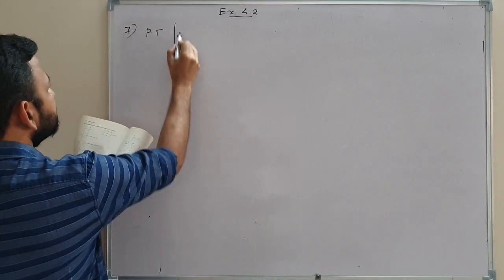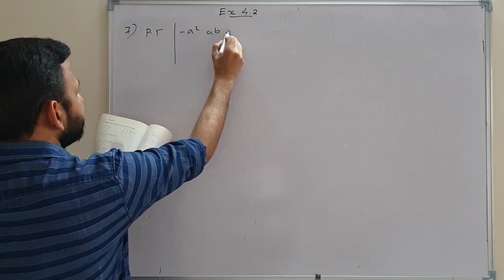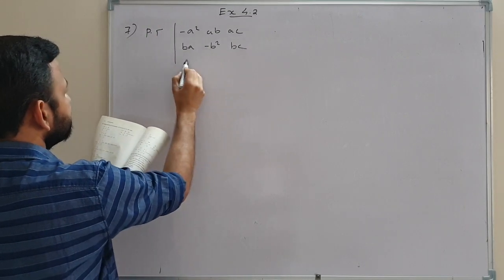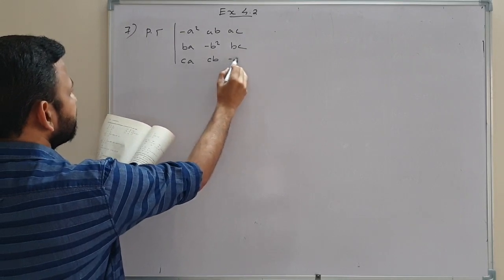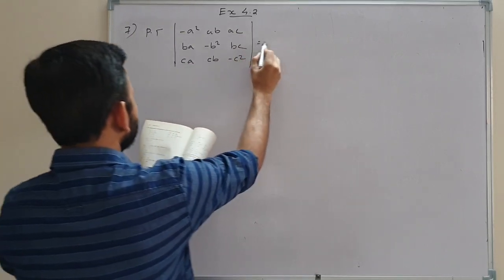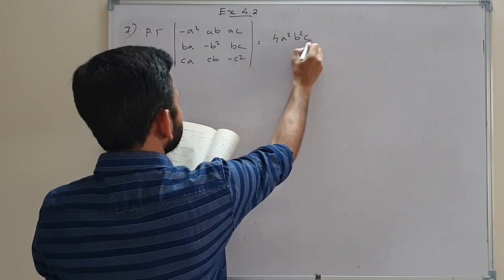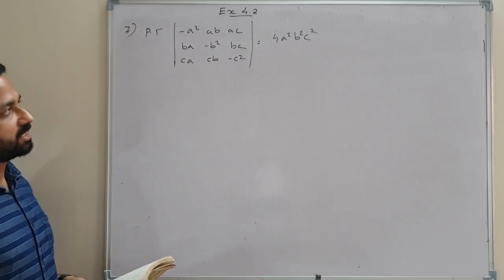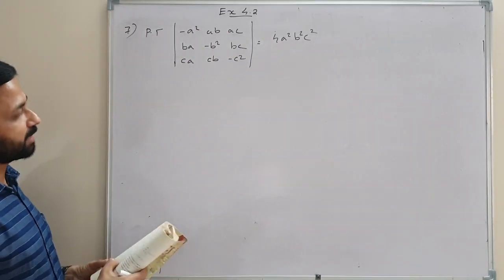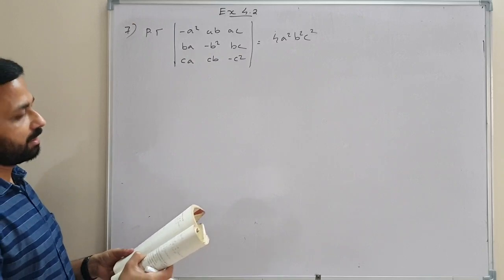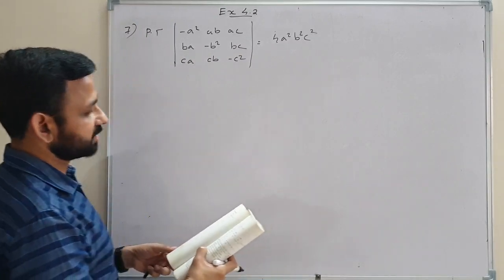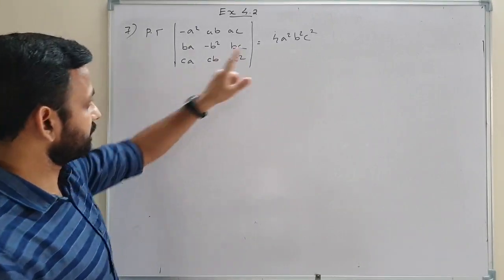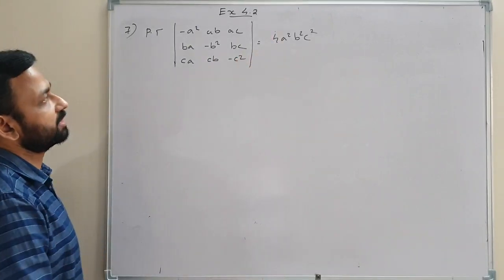Prove that the determinant with rows (minus a square, ab, ac), (ba, minus b square, bc), (ca, cb, minus c square) equals 4a square b square c square. That is our question. LHS equal to, we need to prove LHS and RHS are equal: minus a square, ab, ac; ba, minus b square, bc; ca, cb, and minus c square. We want to get abc outside, a square, b square, c square.